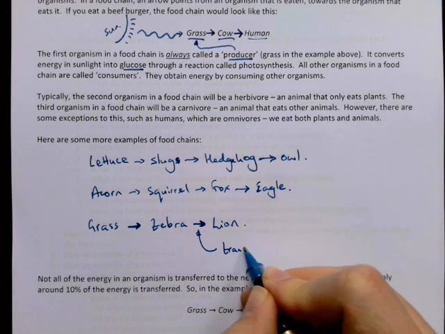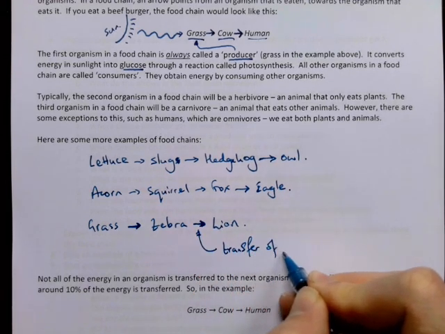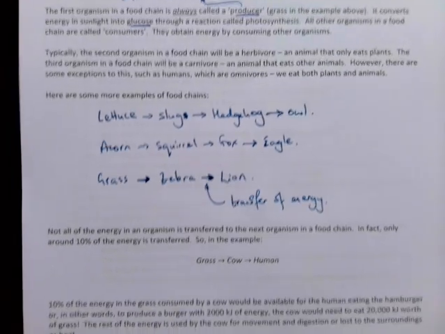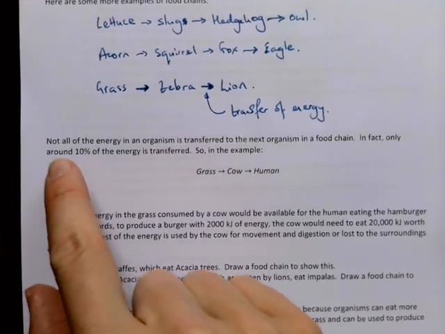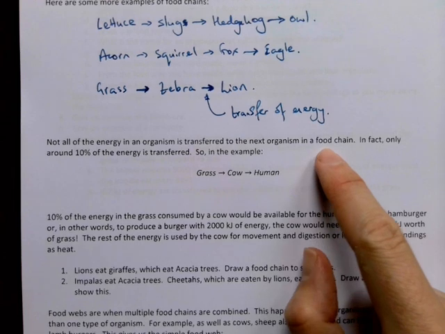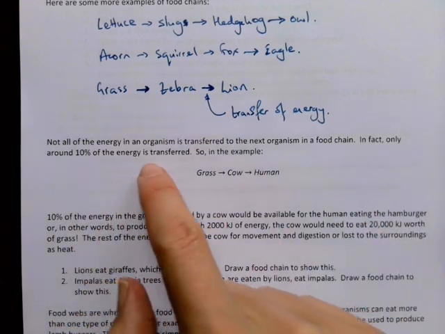It's really important that you remember that it shows the transfer of energy, and it always points from the thing that's eaten to the thing that eats it. Okay, so carrying on. Not all of the energy in an organism is transferred to the next organism in a food chain. In fact, only around 10% of the energy is transferred.